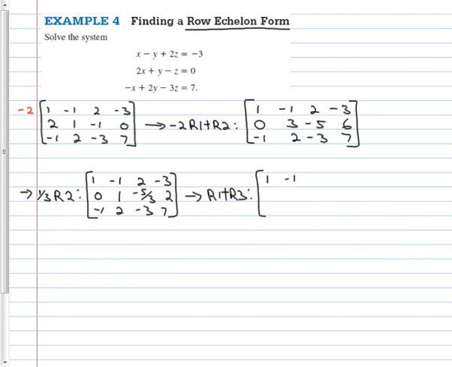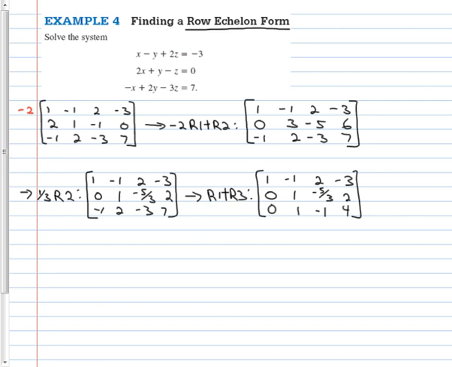1, -1, 2, -3, 0, 1, -5/3, 2. Just be real careful with your multiplication and addition is really all it is here. So adding these, 1, -1, 0, -1, 2, 1, 2 minus 3, -1, -3, 7, 4.